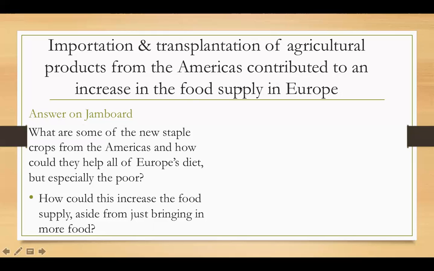Go back to your Jamboard, and on the first slide, to the right, that's your other sticky: how could this increase the food supply aside from the fact they're just bringing in more food from the Americas? How are these new crops being used in Europe and being cultivated to create more food? I'm prompting you to think about the turnip. Go ahead, pause this, and answer that sticky on the Jamboard. Still slide 1, but the right side of the Jamboard. Pause me, go ahead.